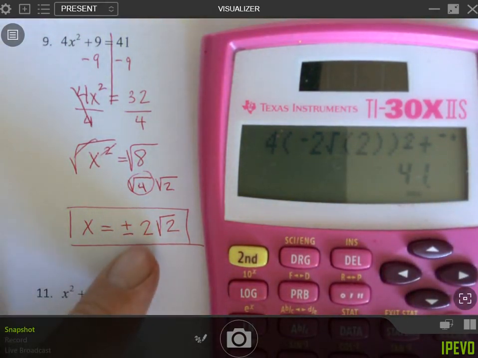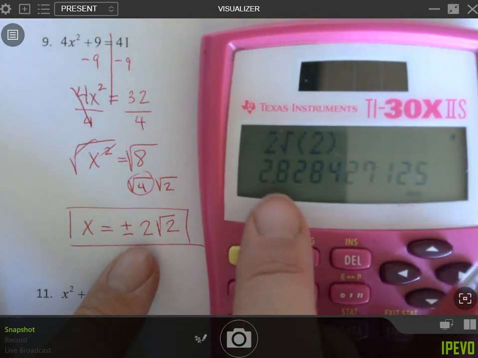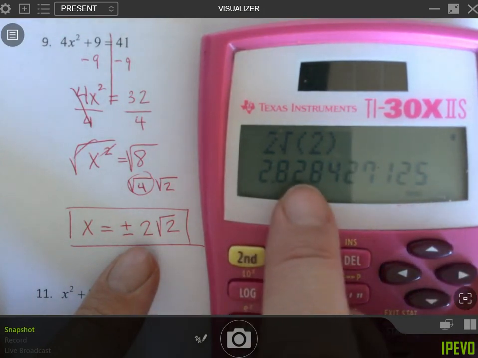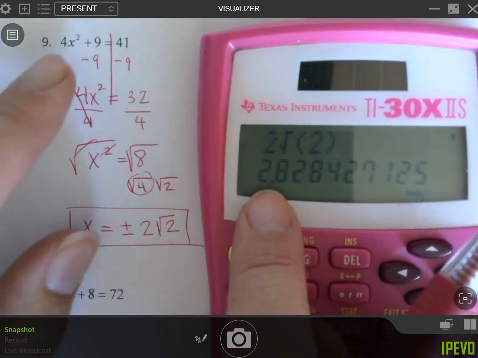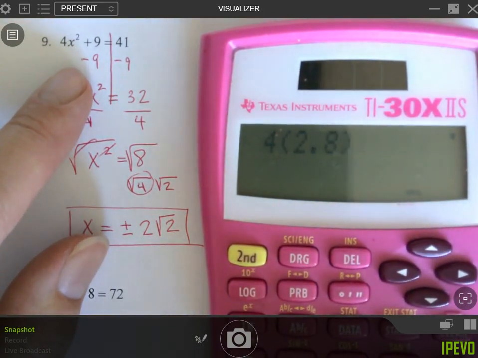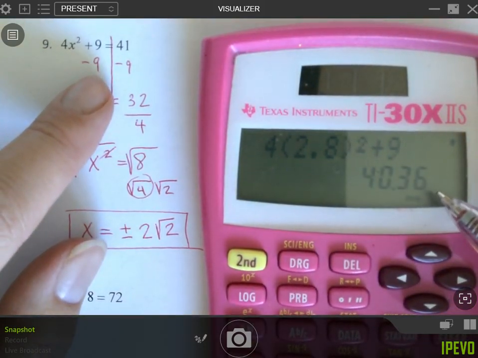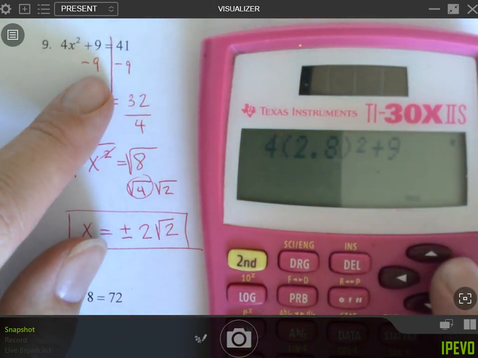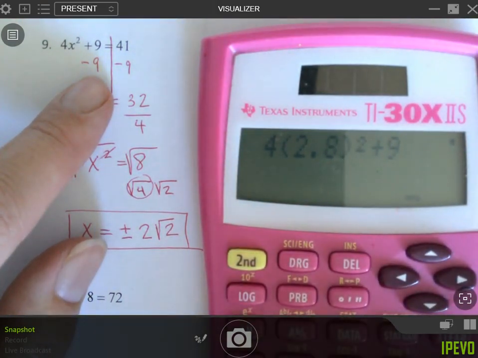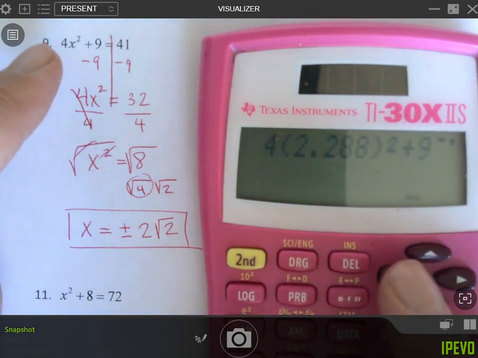Now, if I type in 2 square roots of 2 in the calculator, do you see that I'm going to get this decimal? 2.823, or 2.83 if you want. If I took that number and plugged it in, 4 times 2.8 squared plus 9, do you see that I get close to 41 but not quite 41? Because I rounded it. Now, if I put an extra number in here, I don't remember what the number was.